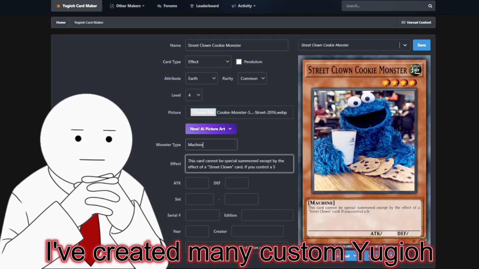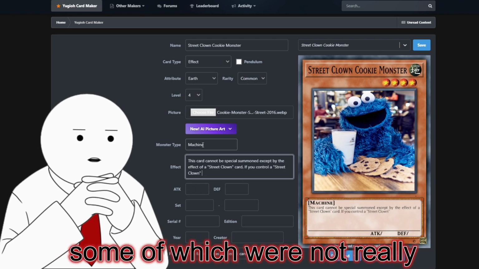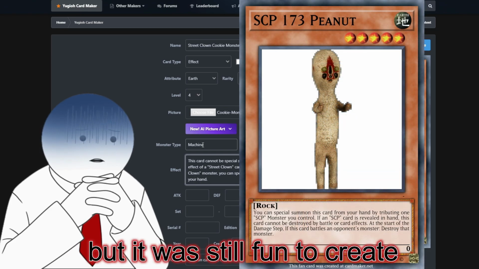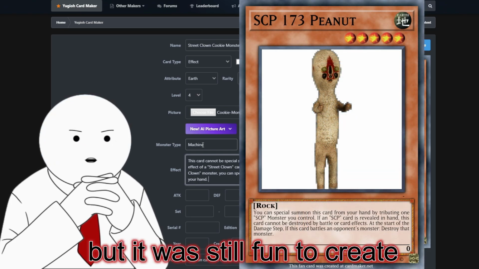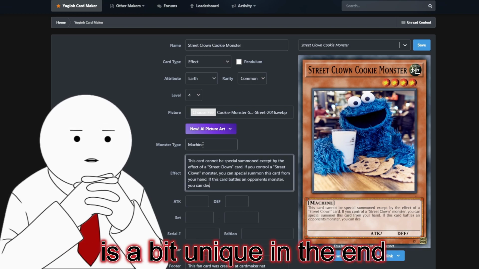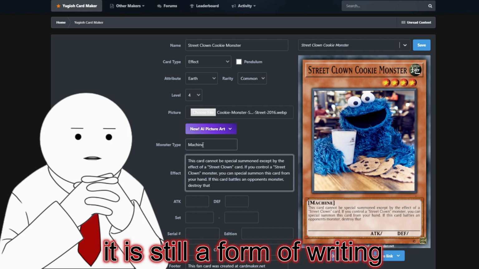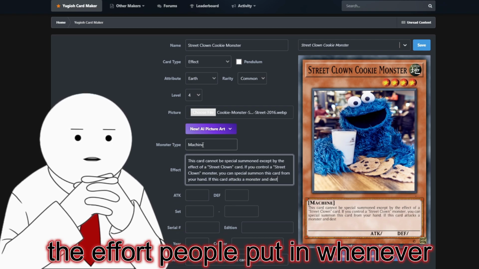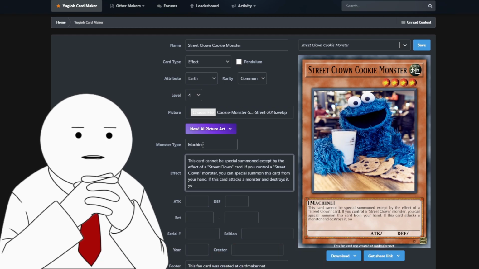I've created many custom Yu-Gi-Oh cards, some of which were not really good, but it was still fun to create them. Even though this form of writing is a bit unique, in the end, it is still a form of writing that allows me to appreciate the effort people put in whenever they write about anything.